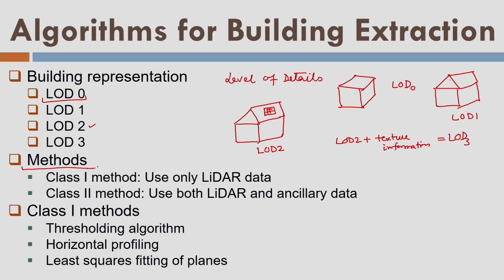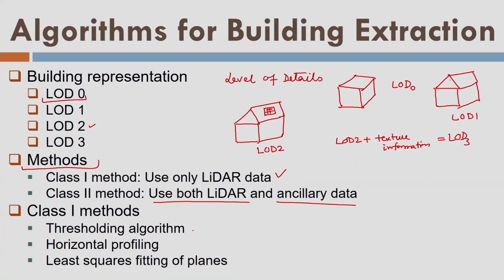The building extraction methods are categorized in two classes. The class 1 method uses only the LiDAR data, and the class 2 method uses both LiDAR and ancillary data. Ancillary data means any additional data, for example, texture information or image data or maybe thermal image data. Any additional information other than the LiDAR data is called ancillary data. So, if I use the ancillary data along with the LiDAR data, the method will be categorized as a class 2 method. Class 2 methods are more efficient in extracting the building because we have some additional information also. So, here we are limiting to class 1 algorithms only.